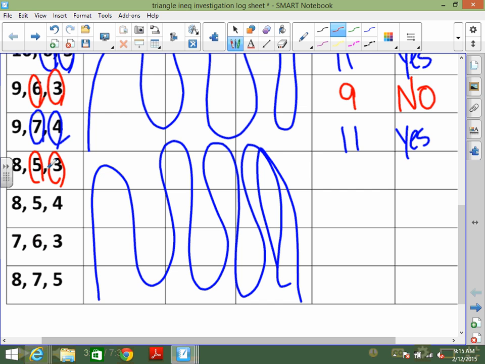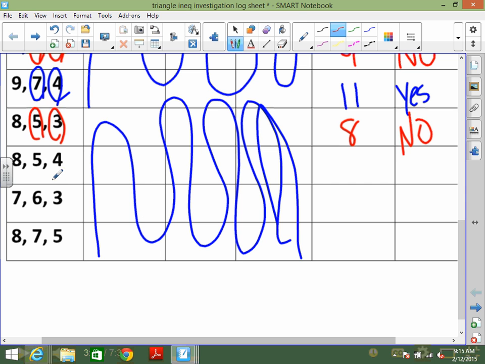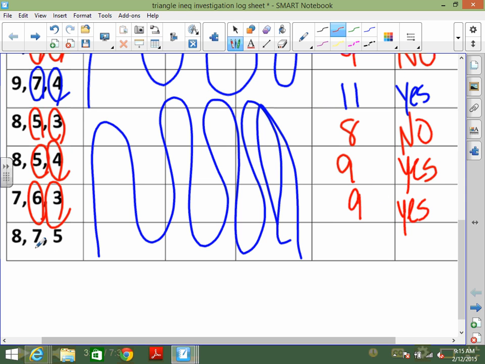Okay, 8, 5, and 3. That gives us, is 8 bigger than 8? 8, 5, and 4. Which gives us, is 9 bigger than 8? 7, 6, and 3. Which gives us 9 bigger than 7. Okay, last one, 8, 7, 5. Which is 12. Is 12 bigger than 8? Okay, excellent job.